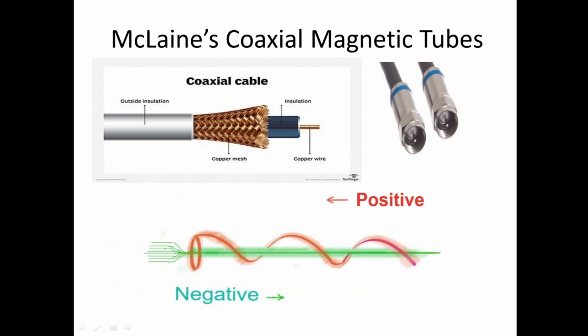Since no one has mentioned this in the scientific literature, I believe I have discovered something new. I have named them McLaines Coaxial Magnetic Tubes, since they create what we know as coaxial cables in the air between positive and negative sources of charged particles.